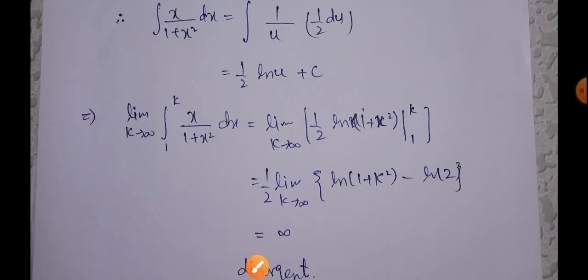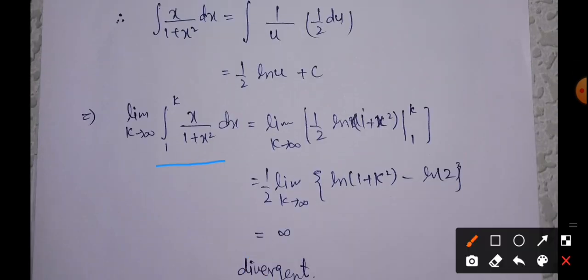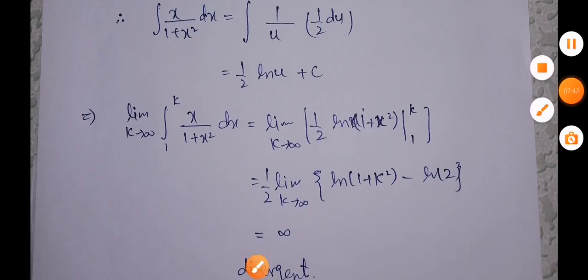So applying the limits, the integral from 1 to k of x over 1 plus x square dx is going to be 1 by 2 ln of (1 plus x square) from 1 to k. Inserting the values, we get limit k approaches infinity of ln of (1 plus k square) minus ln of 2. The answer is infinity, that is, our series will be divergent in this case. If we get some constant number as an answer, then we will say that the series is convergent.